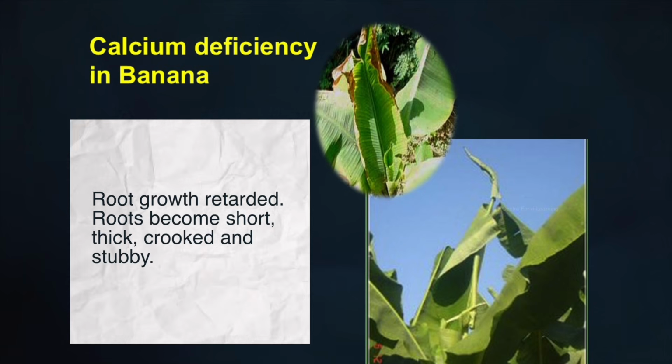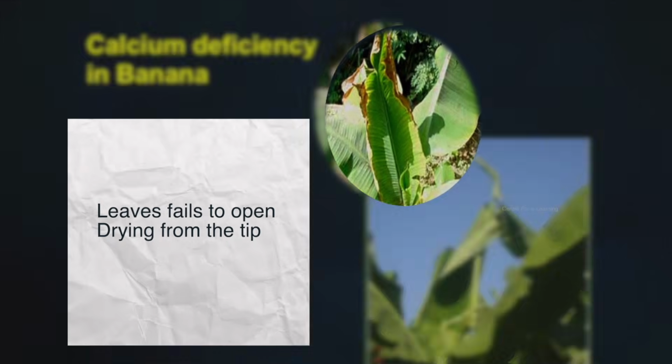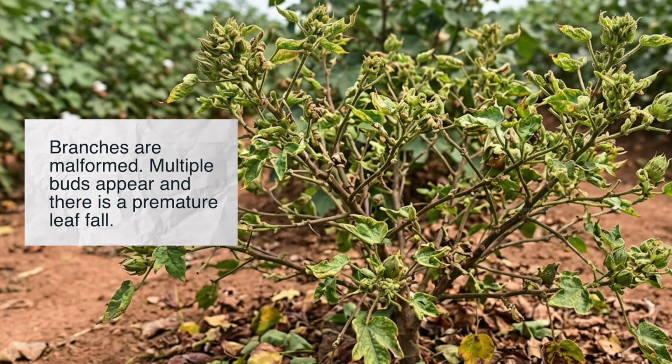Then calcium deficiency in banana. This is very common. You can see the youngest leaf fails to open and it starts drying from the tip. And in the case of dicots and all, branches are malformed, and multiple buds may come because whatever buds come out fail to open and grow.